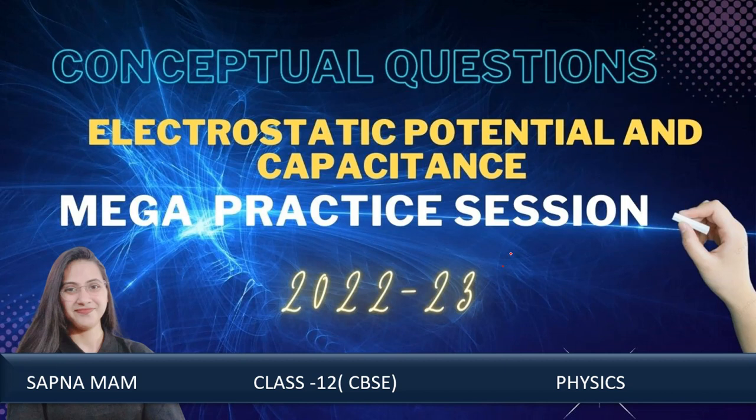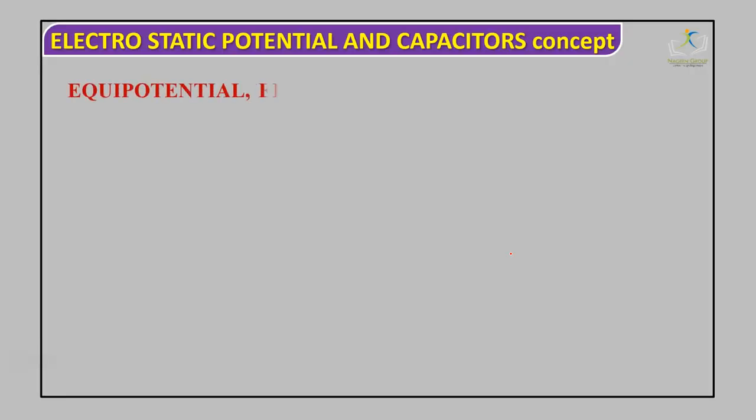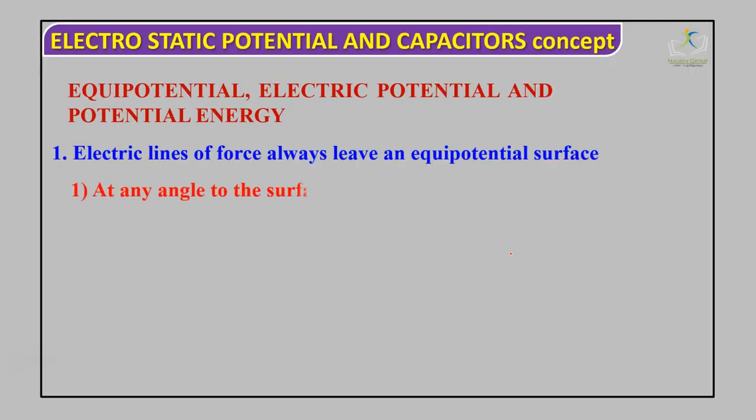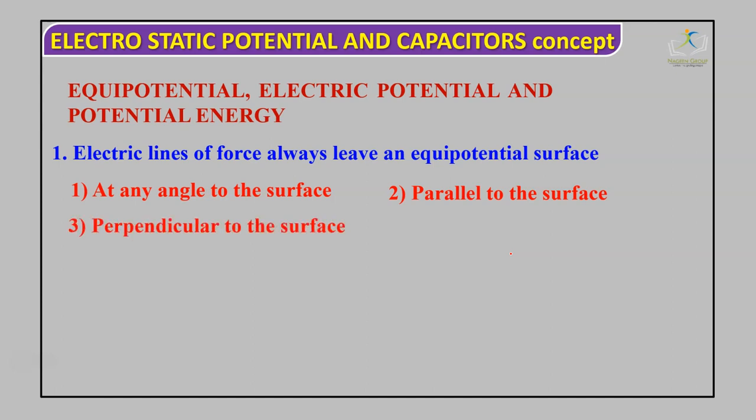That is the first question which we will take. Electric lines of force always leave an equipotential surface: at any angle to the surface, parallel to the surface, perpendicular to the surface, or none. So let's see the solution of this part.